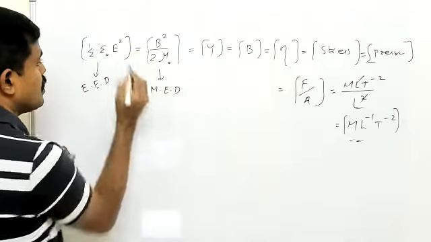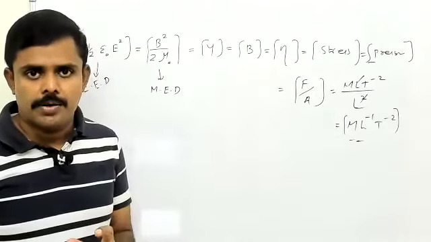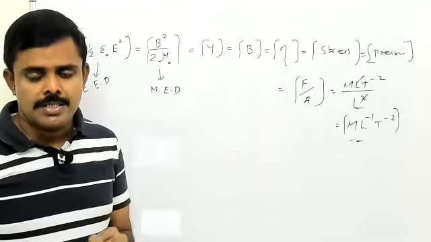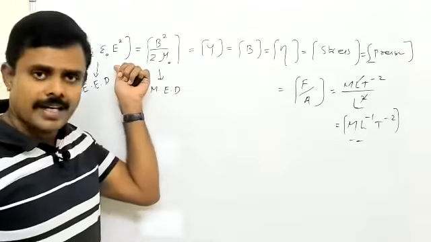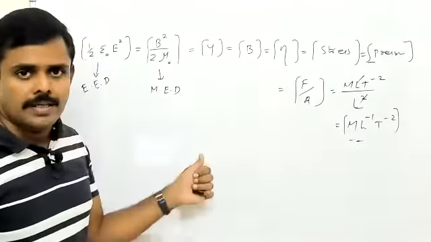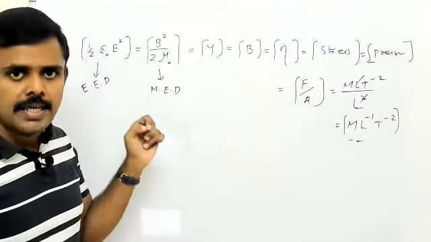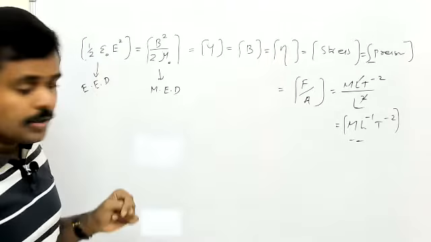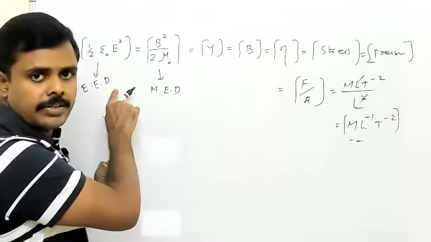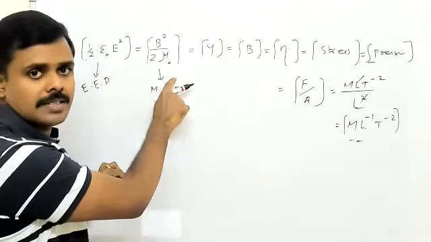What do we have here? The question is to find the dimensions of half epsilon 0 E square. Now, it is not easy to find out directly. So instead, you use this technique. Half epsilon 0 E square is electrical energy density. So don't try to put the dimensions here, okay? This has dimensions identical to that of magnetic energy density.